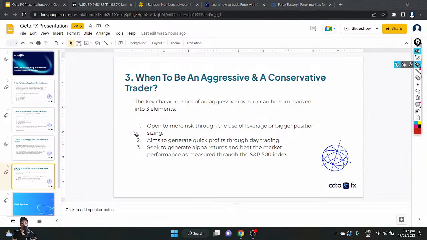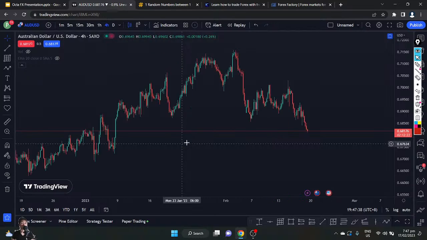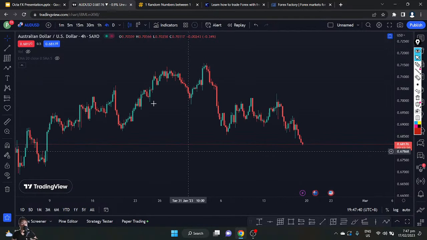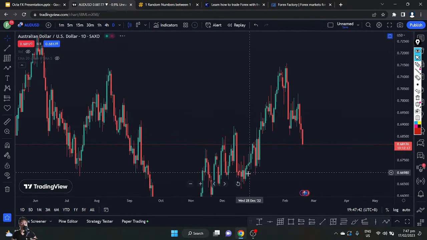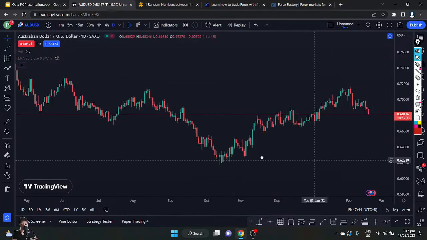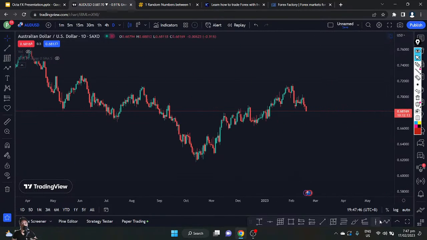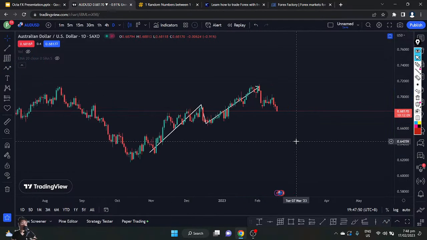So aggressive traders look for these three things. So they are open to more risk through the use of leverage or bigger position size, and they aim to generate quick profits through day trading. So they prefer day trading more than swing trading. So for swing traders, they tend to look for the daily time frame first. As we can see here, the daily time frame is forming a 1, 2, 3 pattern for the Aussie dollar.